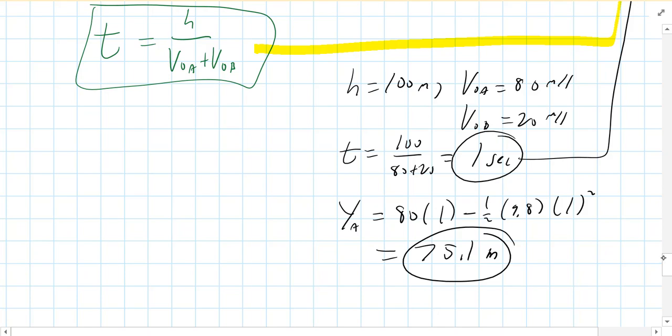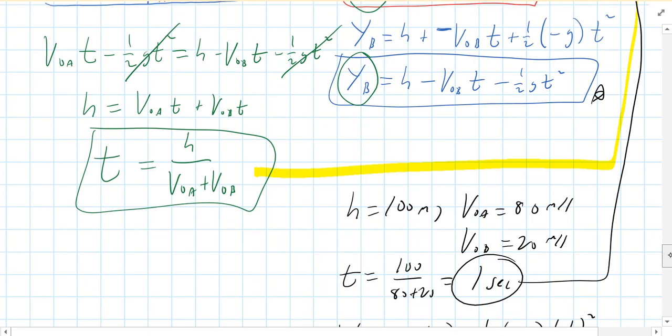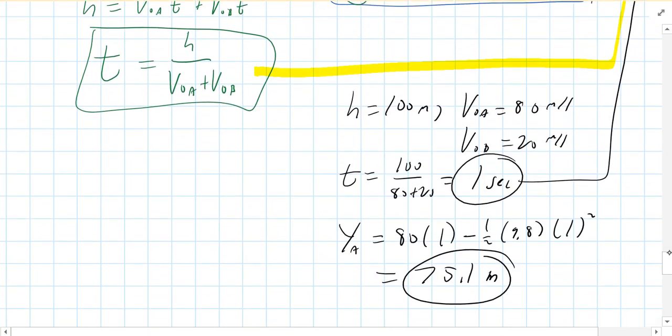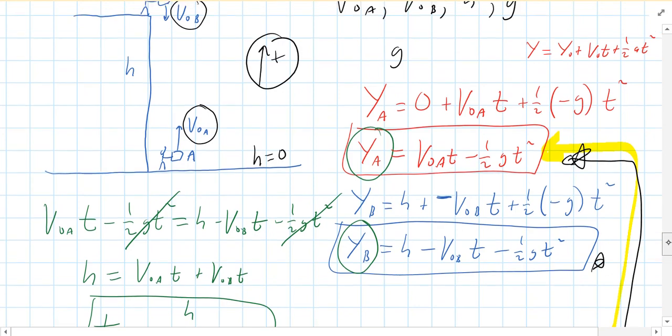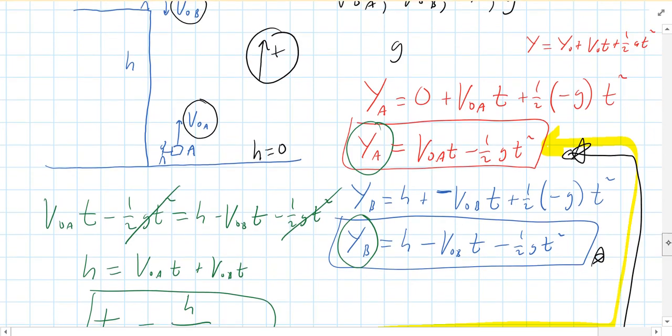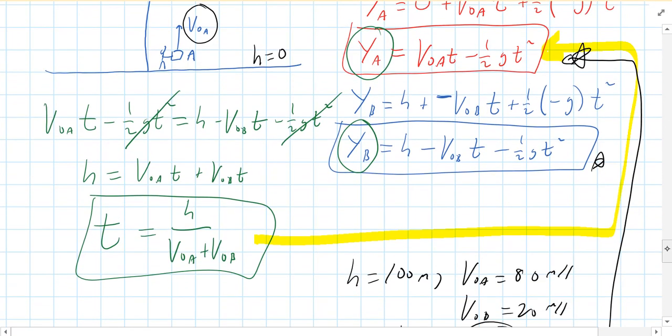All right, so that was example one. Now I've got a second example, which will be significantly shorter, and is similar to this one. I wrote each position as a function of time for each book, and then I figured that I had to make those equal in order to figure out when and where they meet.